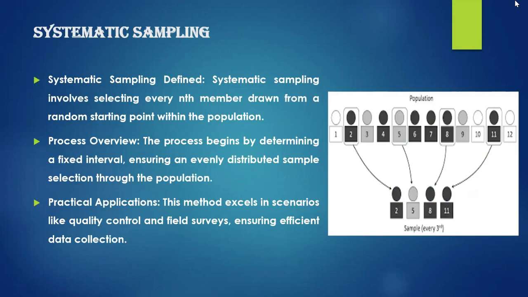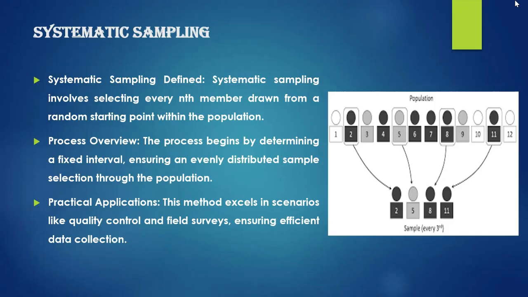Next, we can see about systematic sampling. In systematic sampling, elements are selected at regular intervals from an ordered list. Systematic sampling involves selecting every nth number from a random starting point within the population. The process begins by determining a fixed interval, ensuring an evenly distributed sample selection through the population. This method excels in scenarios like quality control and field surveys, ensuring efficient data collection.